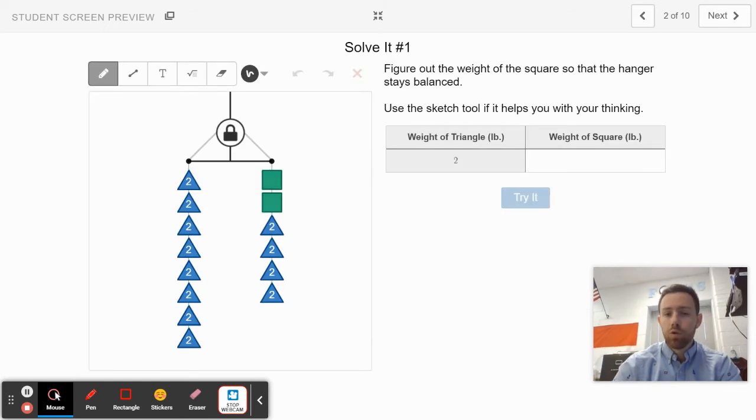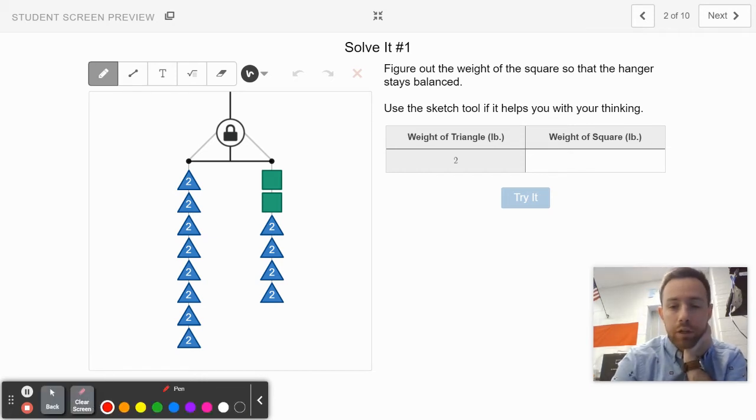On slide 2, you're actually going to start solving for the weight of items. So on slide 2, you're going to figure out the weight of the square so that this hanger stays balanced. You're going to assume that it already is balanced, and you're going to try to figure out how much the square weighs. So go use your big, amazing brain that you have and try to figure out what the weight of one square is there on slide number 2. Come back to Edpuzzle when you're done.